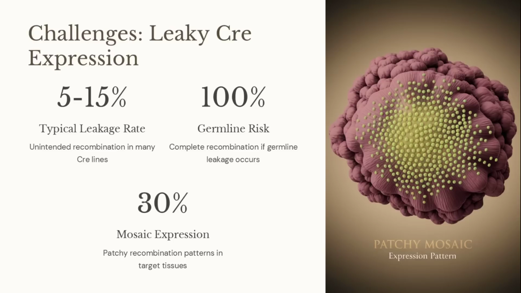Leaky Cre expression presents challenges such as unintended recombination in many Cre lines, with a typical leakage rate of 5–15%. Germline risk is 100% when recombination occurs in germline cells. Mosaic expression results in patchy recombination patterns in target tissues, with a rate of 30%.